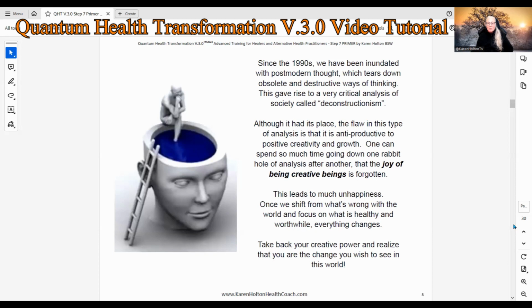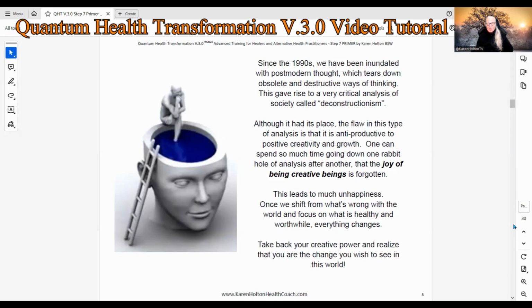Since the 1990s, we have been inundated with postmodern thought, which tears down obsolete and destructive ways of thinking. This gave rise to a very critical analysis of society called deconstructionism. Although it had its place, the flaw in this type of analysis is that it is anti-productive to positive creativity and growth. One can spend so much time going down one rabbit hole of analysis after another that the joy of being creative beings is forgotten. This leads to much unhappiness.